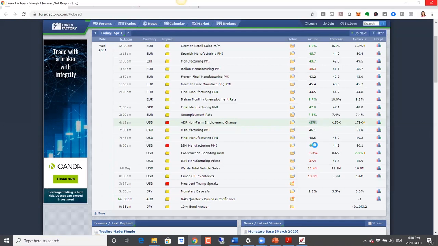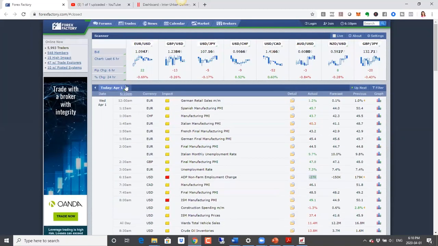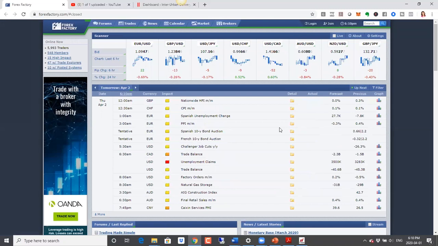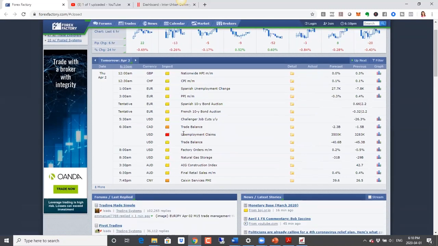And also the PMI numbers here were good as well. So it looks like everything that's going on with the virus has not quite filtered into the data just yet. Coming up on Thursday, we have unemployment claims. Other than that, we have trade balance numbers for Canada. The Canadian dollar has been all over the place because of the issues we are seeing with oil. And then here we have 3.5 million applications expected for unemployment claims.